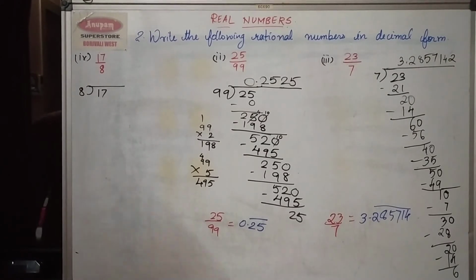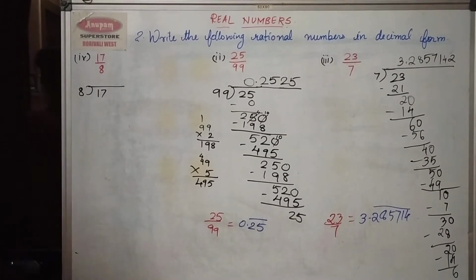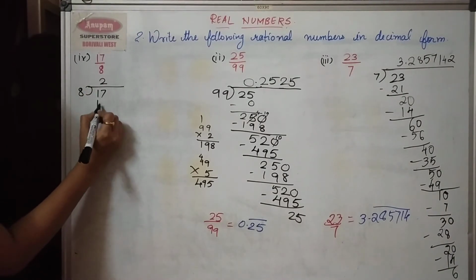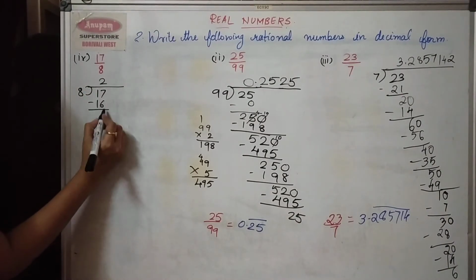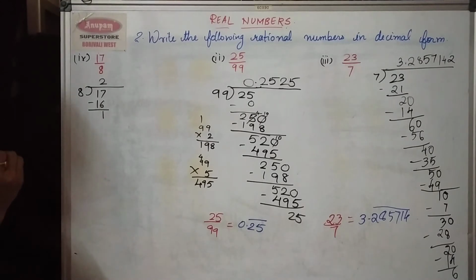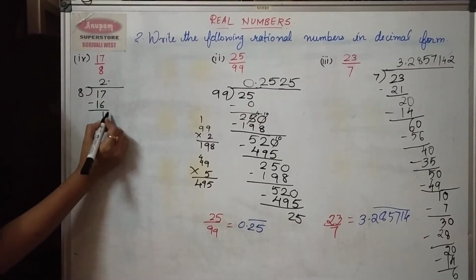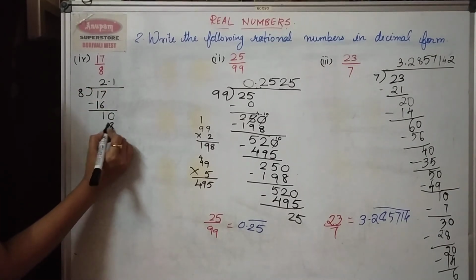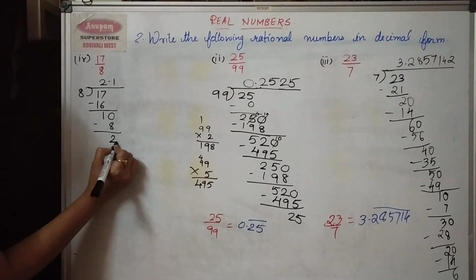Let us take one more example. 17 divided by 8. So I divide 17 by 8. 8 2s is 16. So when I subtract 17 minus 16, I get remainder as 1. I cannot carry out our division further, so I put a decimal point, which allows me to take 0 here. So 8 1s are 8. Now 10 minus 8 will give me 2.